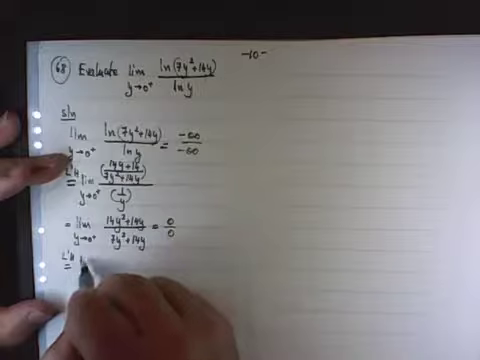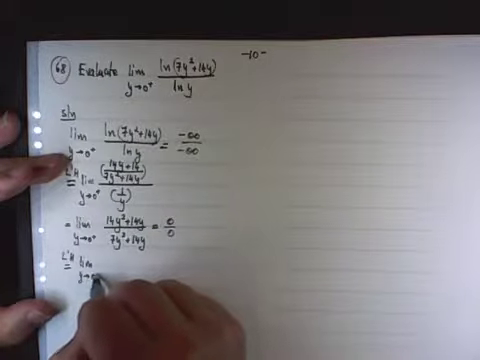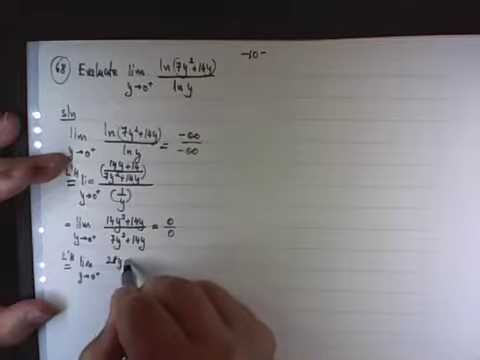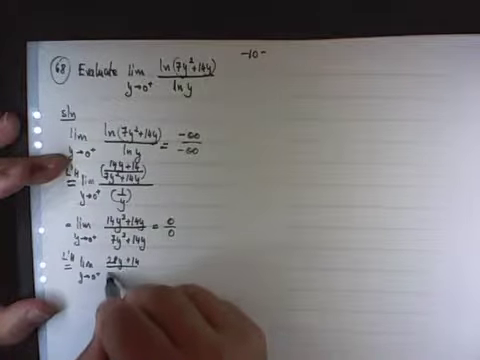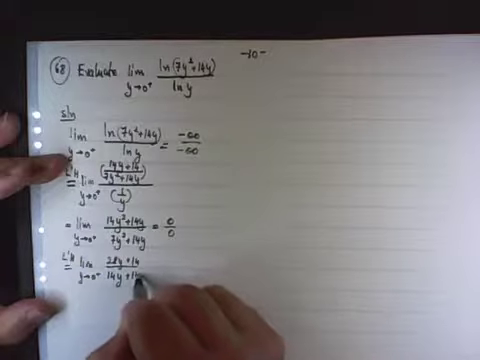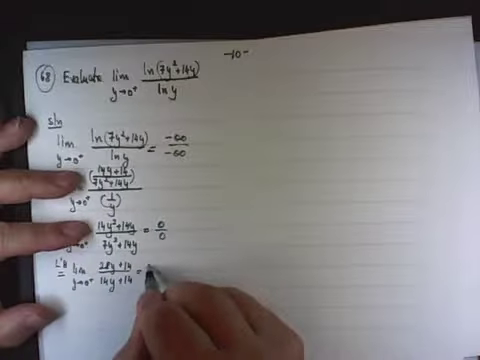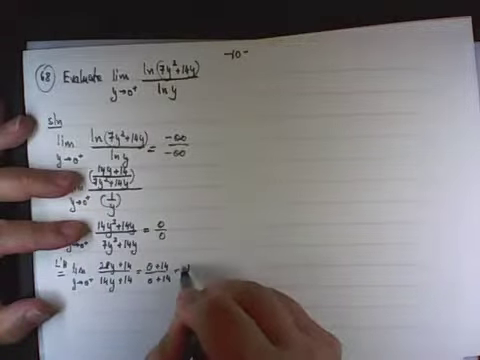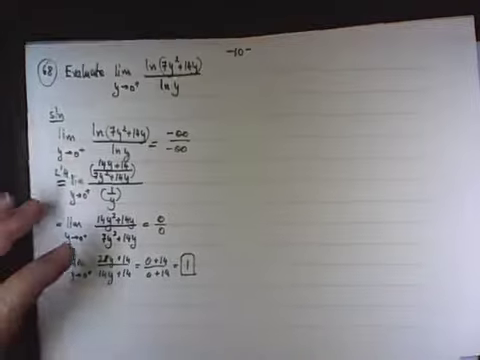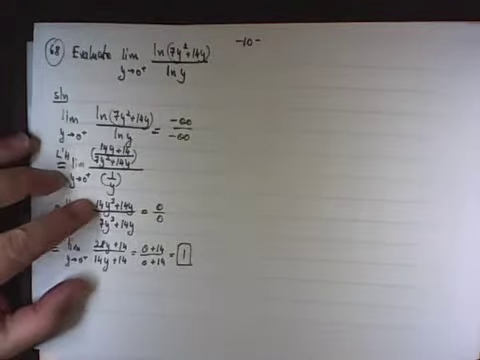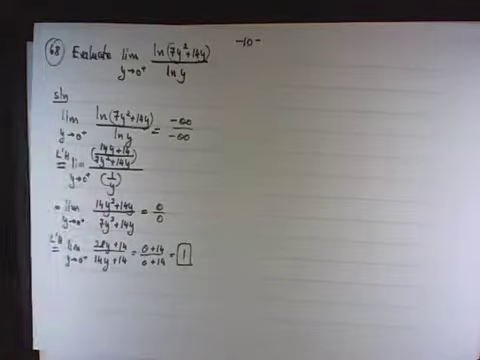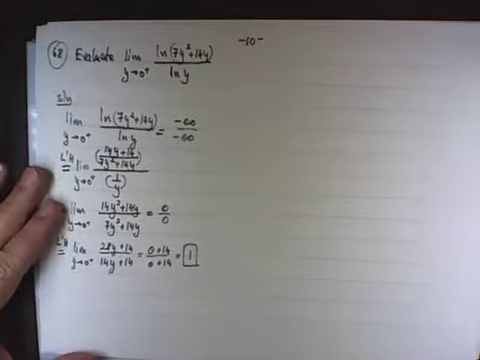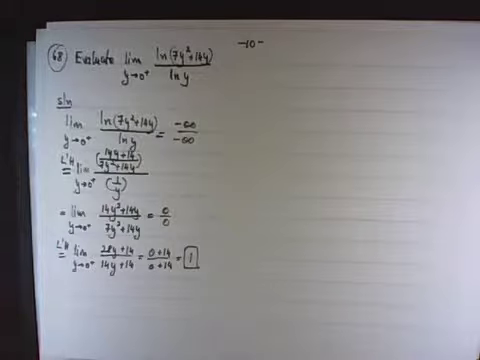So it's the limit as y goes to 0 plus of 28y plus 14 divided by 14y plus 14. And now let's do the substitution. So it will be 0 plus 14 divided by 0 plus 14. So it's 1. Okay? But of course, we could have factored out y in the previous step and finished with only one L'Hopital. But it wasn't too bad.